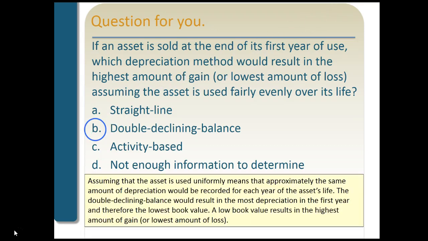Double declining, assuming that the asset is used uniformly, means approximately the same amount of depreciation would be recorded for each year of the asset's life. The double declining balance would result in the most depreciation in the first year and therefore the lowest book value. A low book value results in the highest amount of gain or the lowest amount of loss.